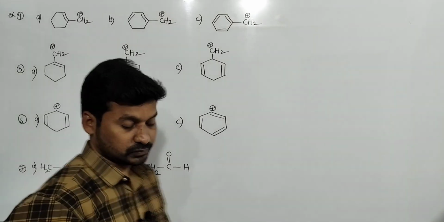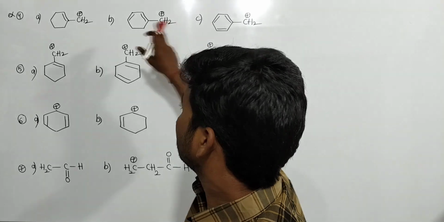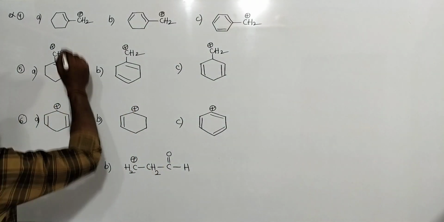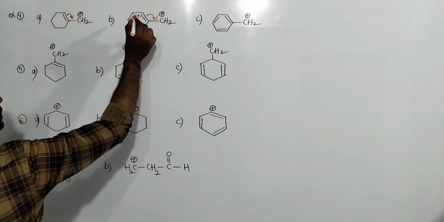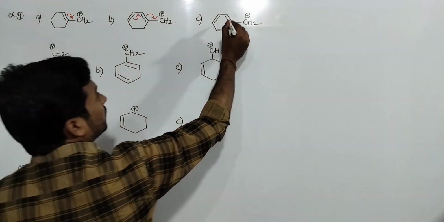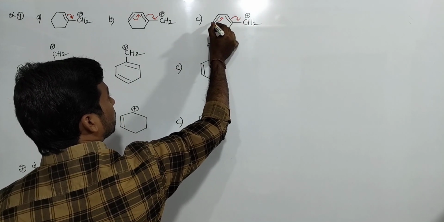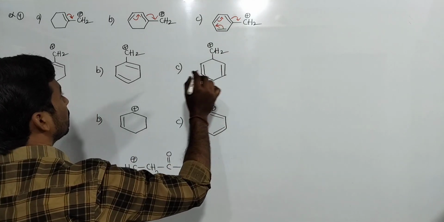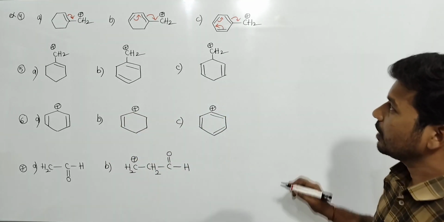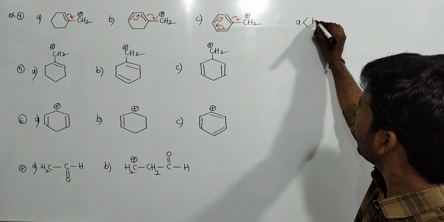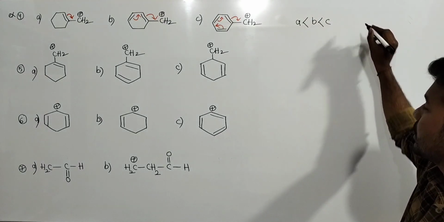Next, see this example. Compare the stability of the above 3 carbocations. For this carbocation, there is only one resonating form. Here this bond shifts like this, this bond shifts like this, giving more resonance. The double bond always moves towards the positive charge, then this carbon becomes positive. As resonance increases, stability of the carbocation increases. So compared to A, B is more stable, compared to B, C is more stable. Remember, this is the stability order.